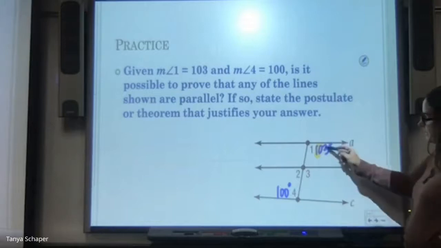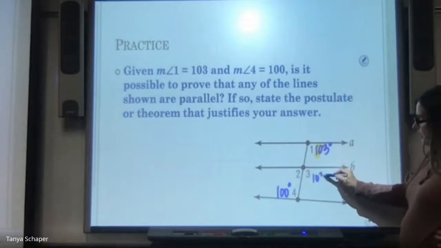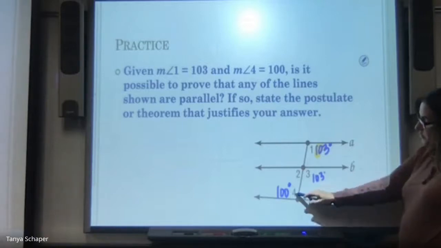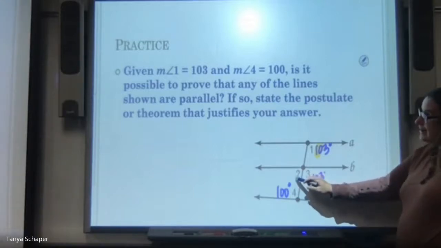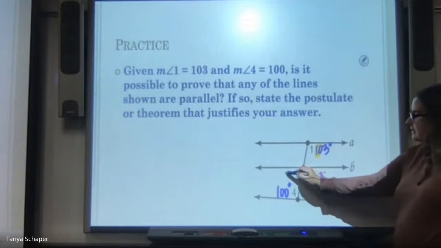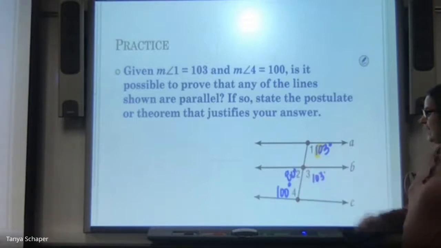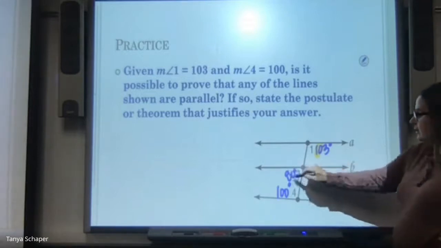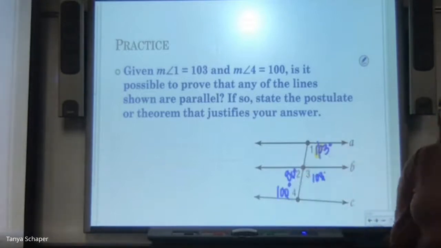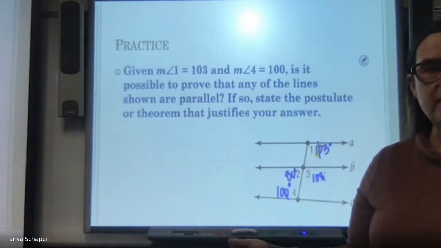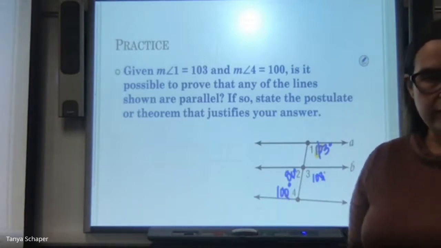If I know this is 103, I know that this is 103. If 4 is 100, the consecutive interior angle says that this needs to be 80, and that doesn't equal 180. So there's nothing in here that can be parallel. None of them can be proven parallel. We just don't have enough information or accurate information to make that happen.